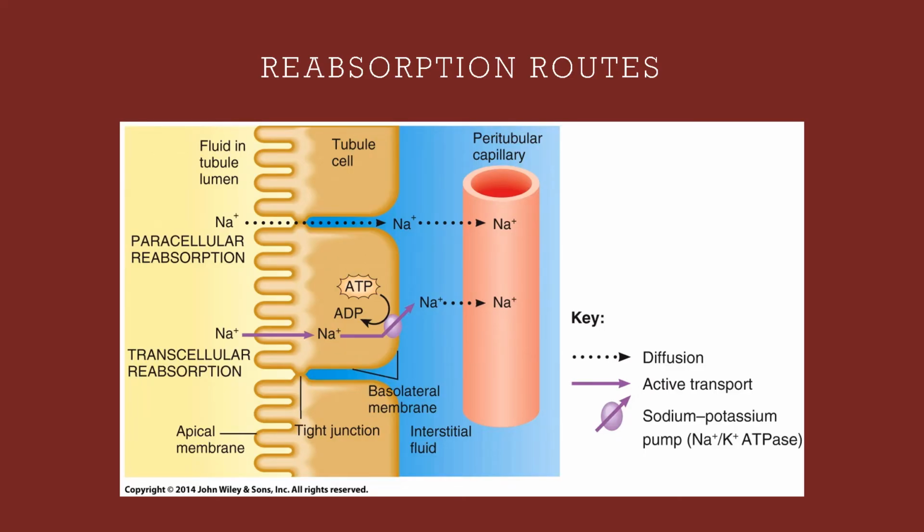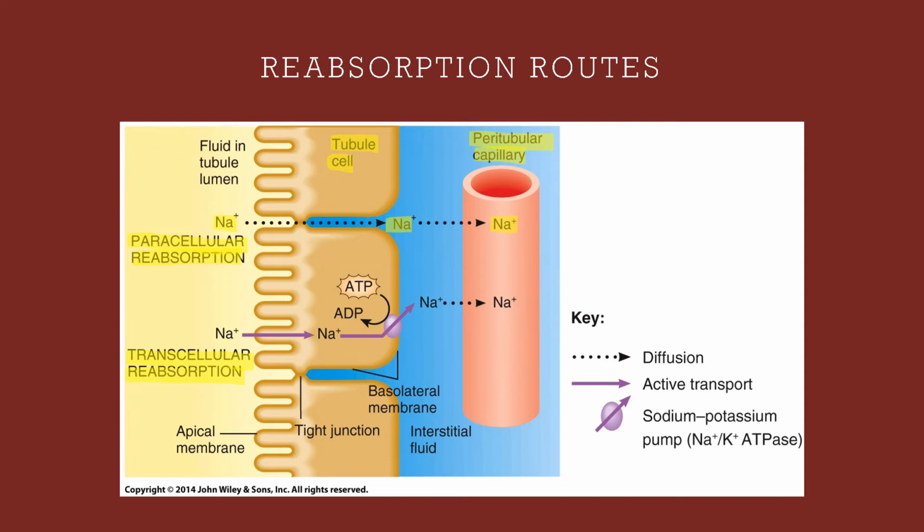So here we have the couple different ways that substances can be reabsorbed. We have paracellular reabsorption up here, and then transcellular reabsorption here. Now, not many substances can be transported by paracellular reabsorption, but this is just the simple diffusion of substances between those leaky junctions between cells, and then just gets simply diffused into the peritubular capillary. So this is between those tubule cells in the renal tubules.